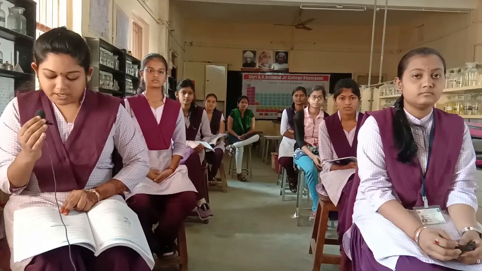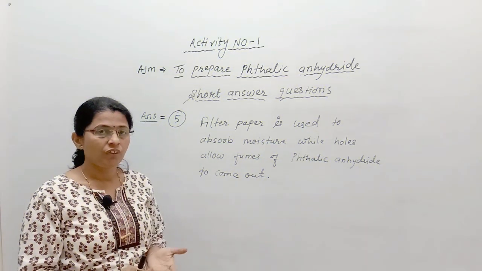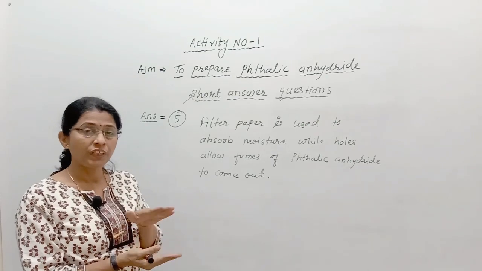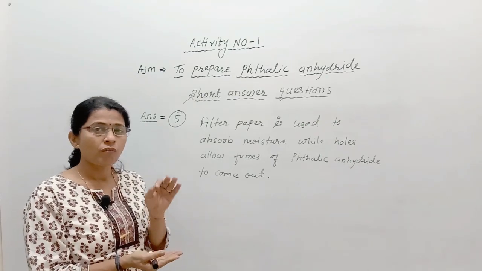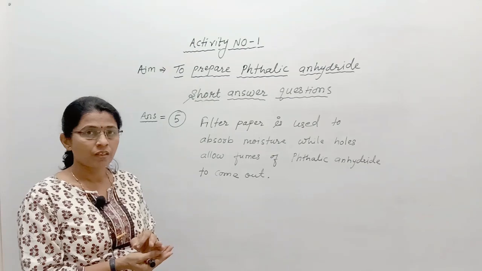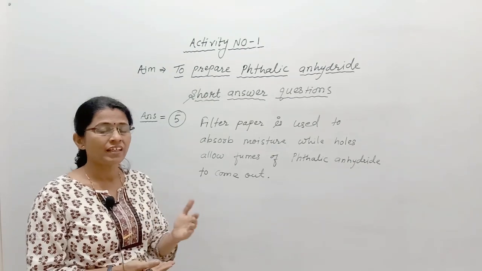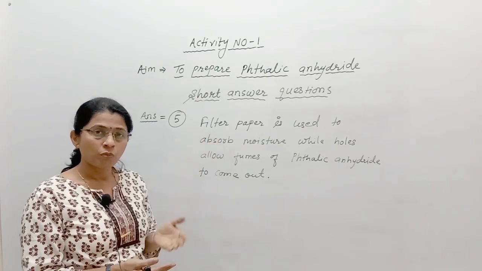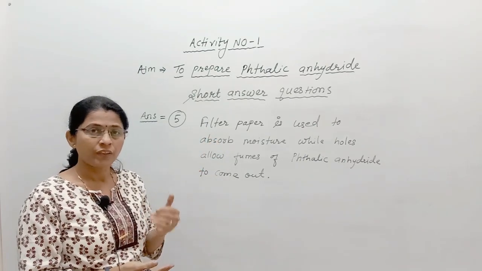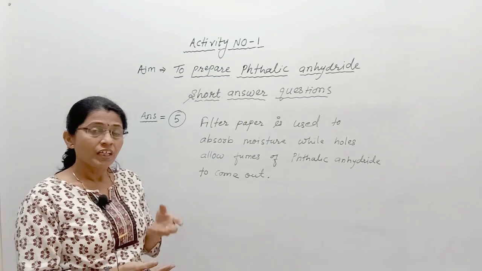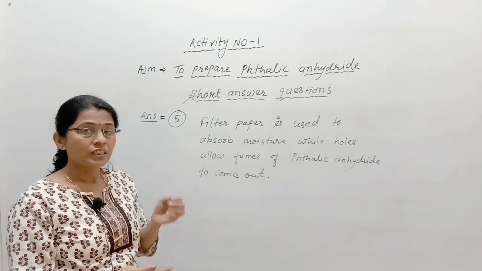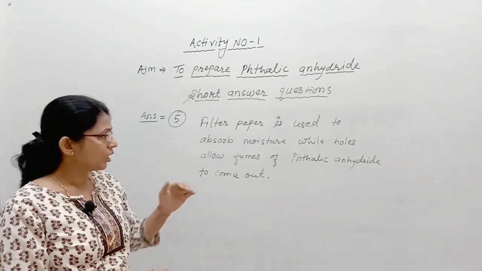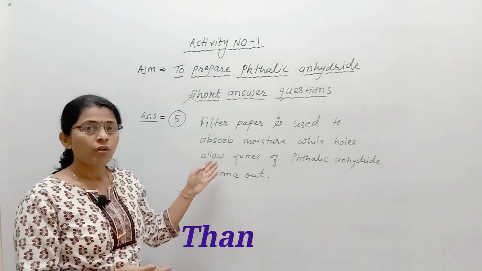Why is filter paper used with small holes in the center? During the experiment, we cover the evaporating dish with filter paper having a number of holes in the center because this process is a dehydration process. So, the filter paper absorbs the moisture which is liberated during the reaction, while dry fumes of phthalic anhydride come out through the number of holes.